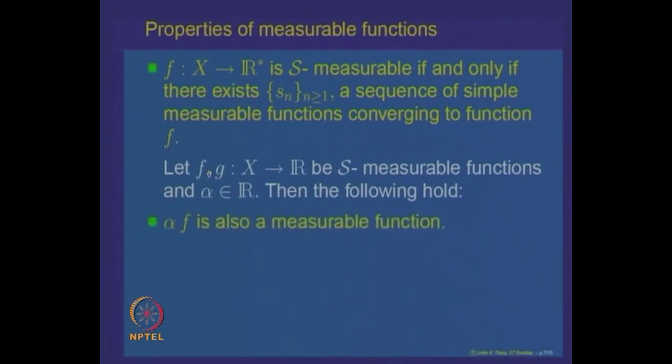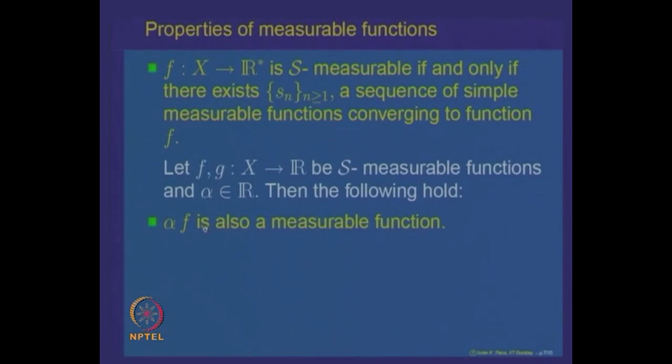So, let us list all the properties which are true. First: if f is measurable and alpha is a scalar, then alpha times f is also a measurable function. Keep in mind I am taking only real valued functions for the time being. f and g are both real valued measurable functions and alpha is a real number. The claim is that alpha f, which is again a real valued function, is measurable. For this we can apply our sequential criterion, because f is measurable, so there is a sequence of simple measurable functions converging to it.